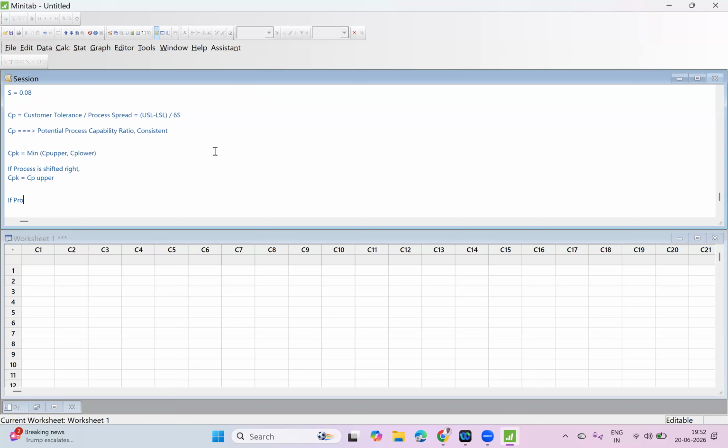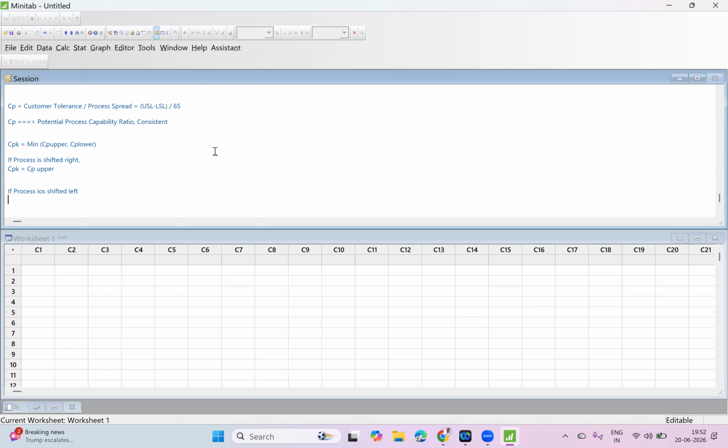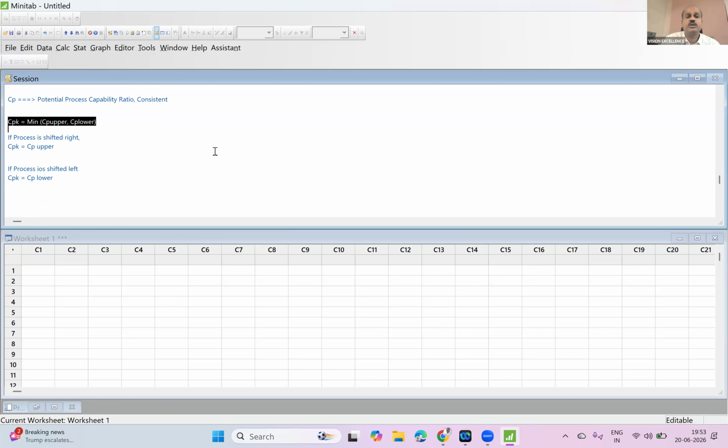If your process is shifted left, then CPK will be equal to CP lower. You can use this logic: CPK is equal to the minimum of CP upper and CP lower. Otherwise, if the process is shifted right, consider CPK as the CP upper. If the process is shifted left side, consider CPK as CP lower.